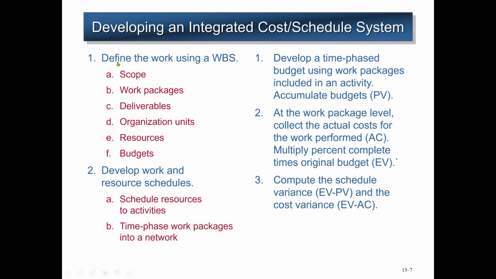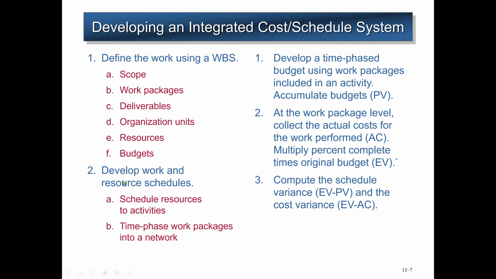So that's the first thing, define the work using a work breakdown structure. So a work breakdown structure normally consists of all the activities or all the work that we have to do, which has been broken down into lesser, smaller activities with their period of time. So with the work breakdown structure, we may have the scope, the work packages, when it's going to be derivable, or what will be the output, organization units, the resources we need, and also the budgets.